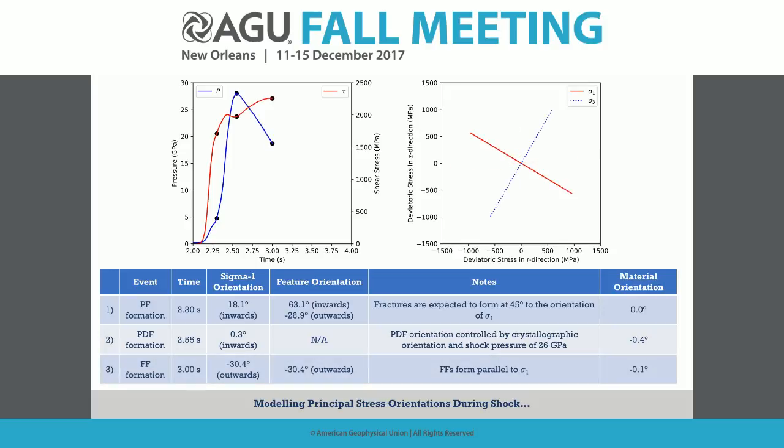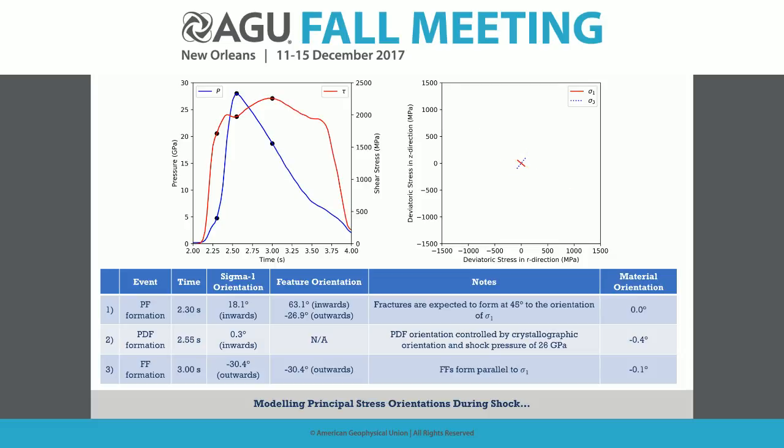Now, in the final stage, after the point of peak shock conditions, we have the peak shear stress conditions. And this is where we would think that feather features would form, which indicate an orientation of the principal compressive stress. But the point about this is that the orientation of the principal compressive stress has rotated by about 50 degrees from where it was when the planar fractures were forming. So at this time, the maximum principal compressive stress is dipping at 30 degrees outwards from the crater. And this means that the feather feature lamellae are also going to be pointing at 30 degrees outwards.